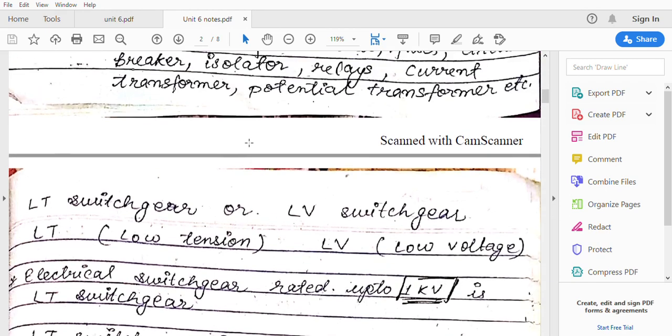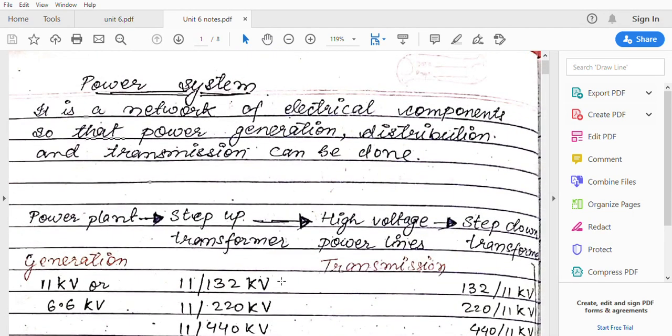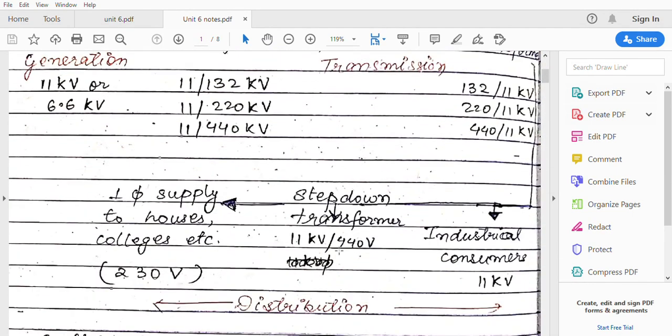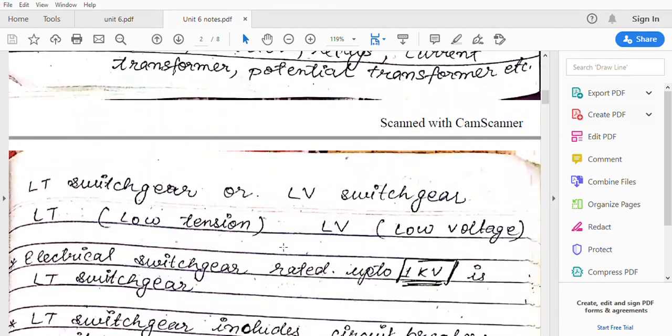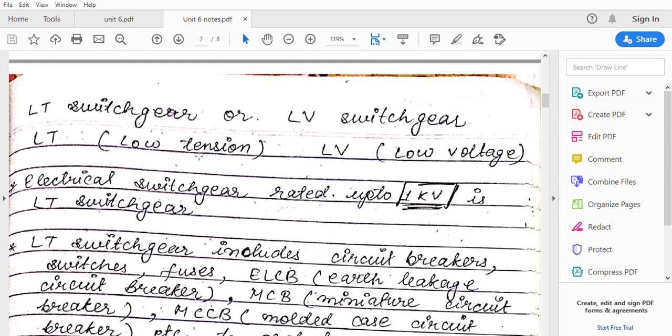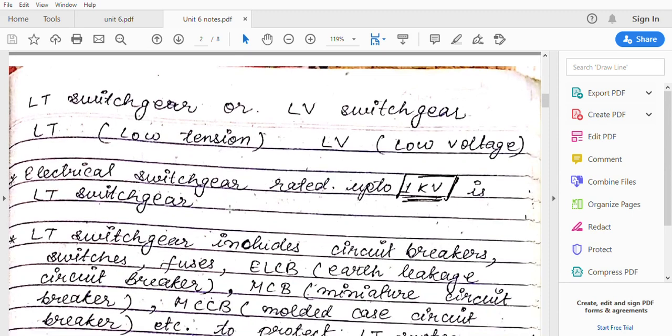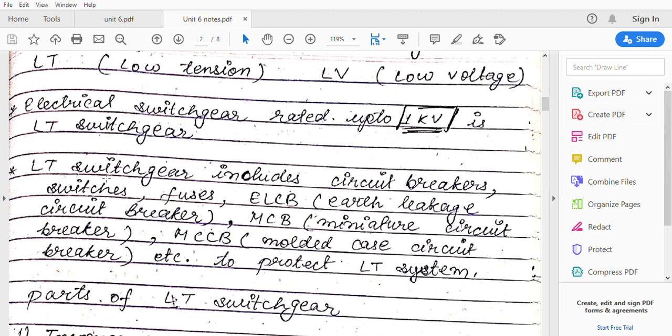As we have seen in this power system, we have different voltage ratings. So at the point of time when we need a lower voltage, when we are dealing with 1 kilovolt only, at that time the switchgear used is LT switchgear. So this may include various kinds of circuit breakers, switches, fuses, earth leakage circuit breaker, miniature circuit breaker, you might have heard about MCB, then molded case circuit breaker, etc., to protect this low tension or low voltage system.